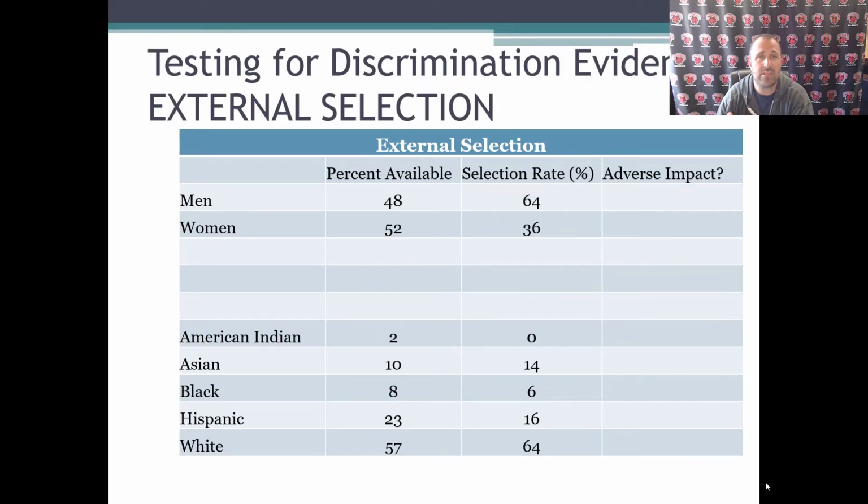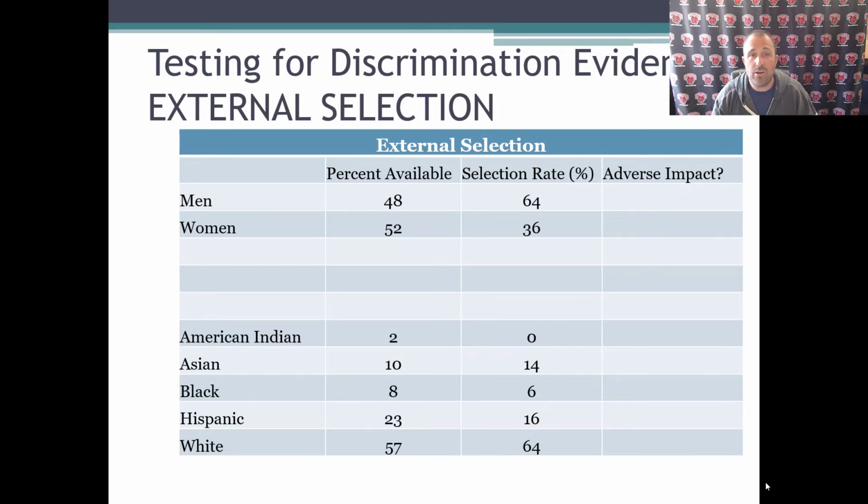So let's do a few examples here. Let's look at the data. Feel free to pause the video if you want to study this and see what's going on. So you can see on the dark blue across the top, we are talking about external selection. So what's out there in the labor market, does it look like what's in here? So when we do that, we're only looking here at one column, and that is the percent available. Not the selection rate, but the percent available first. That's our external tool. So in the labor market, we have 48% men available, 52% women available, and then you can read the other data. American Indian, 2%, Asian, 10%, etc.